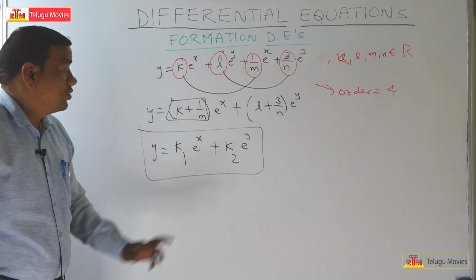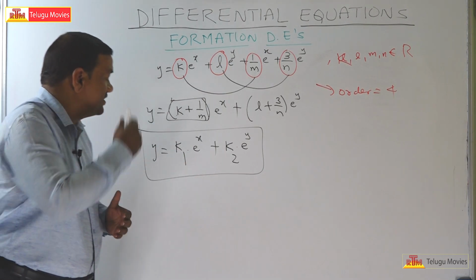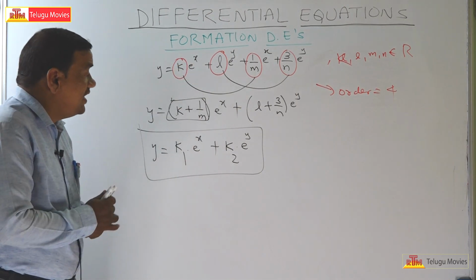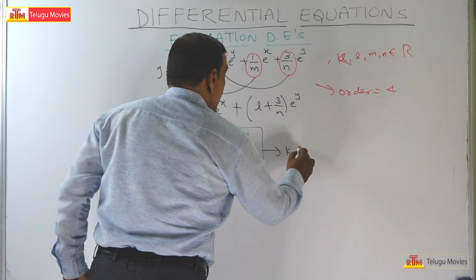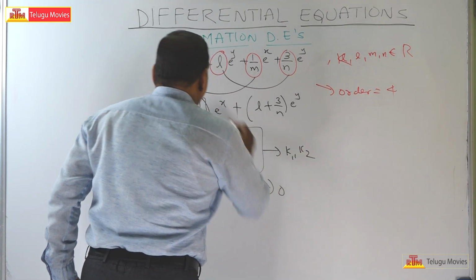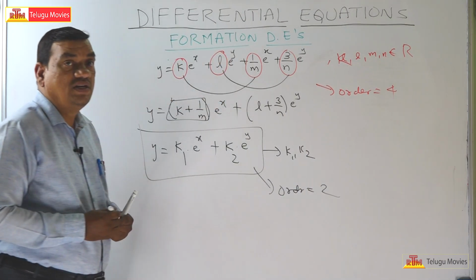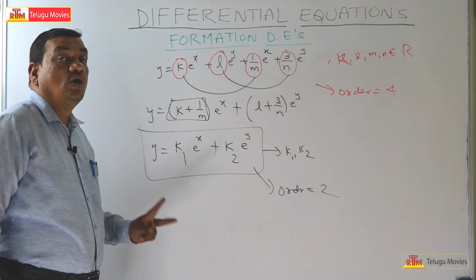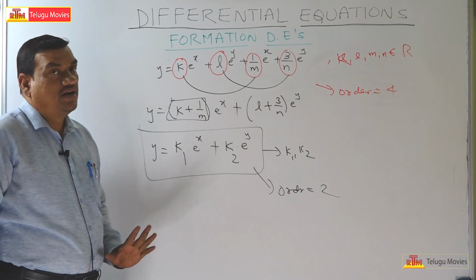Understand this here. Then further, can you simplify anything? Nothing more you can simplify here. But how many constants appear to be there? There are 2 constants only, k1 and k2. Therefore, the order of this differential equation is equal to 2. That means you need to differentiate this equation 2 times to eliminate the constants k1 and k2.